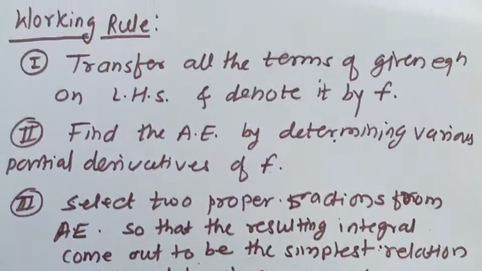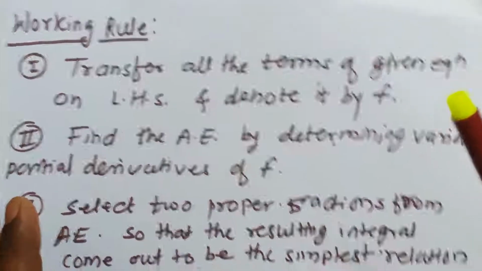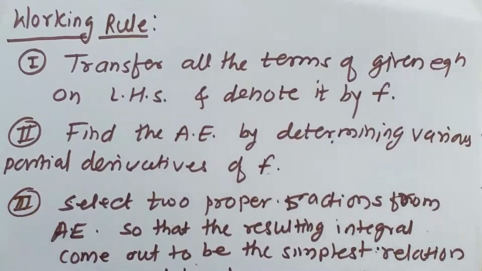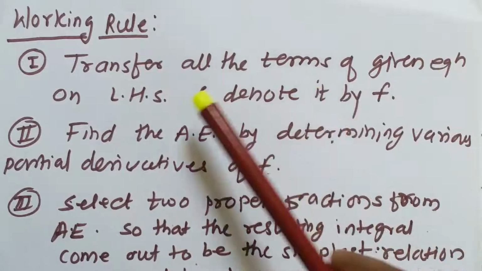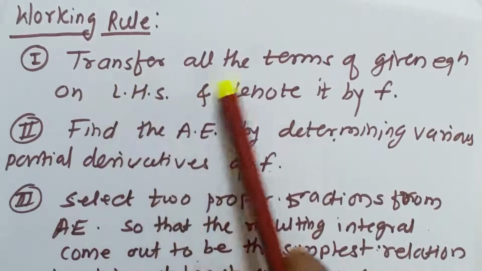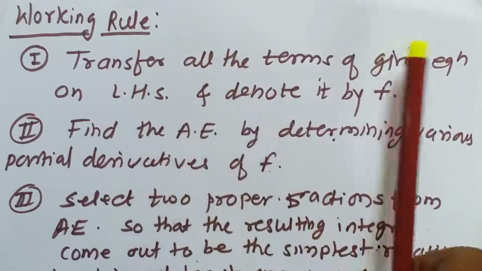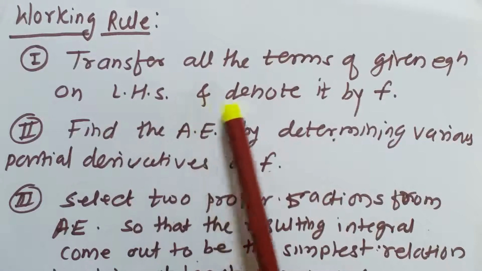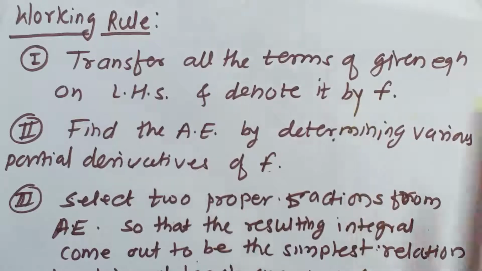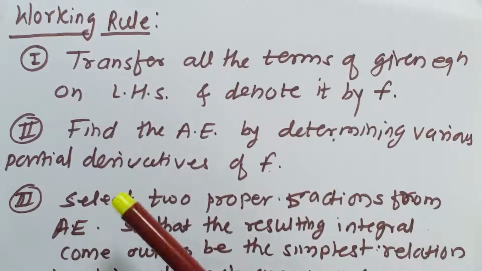Now I have listed all these things as a working rule, means how you are to proceed. One by one again you see, you can write them down in your notebook also. First, transfer all the terms of the equation to the left hand side. So whatever equation is given to you, transform all of it to the left hand side and denote it by small f, and that small f we are going to use in the auxiliary equation.